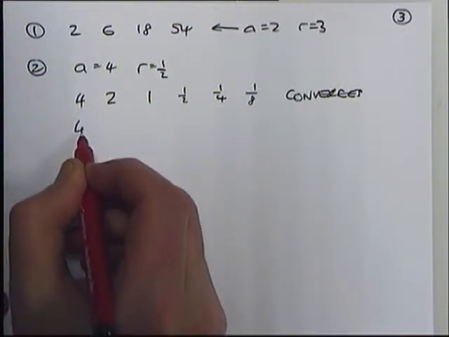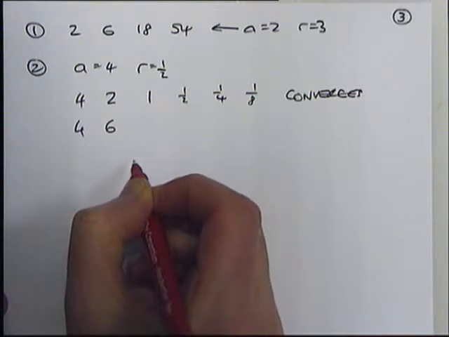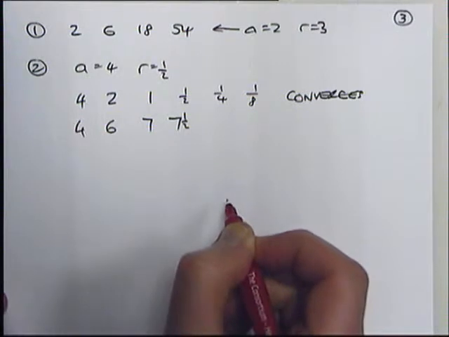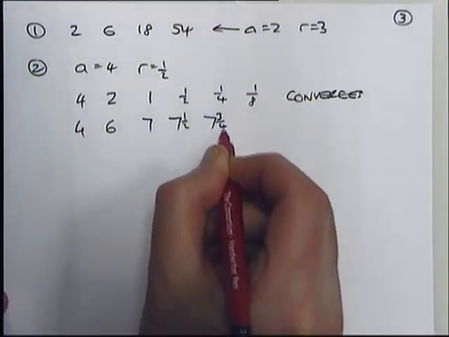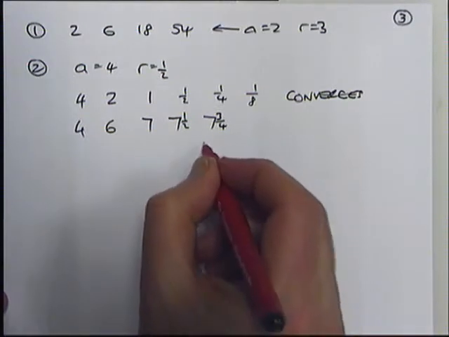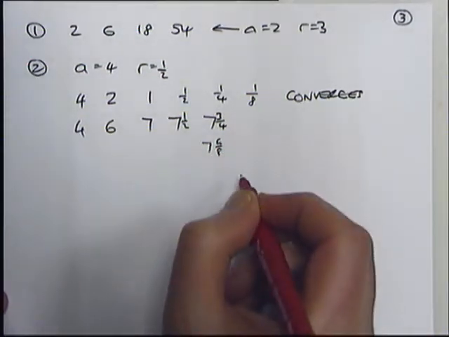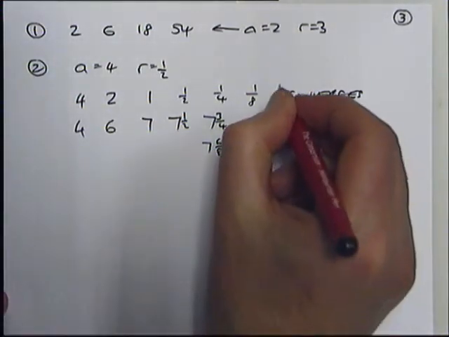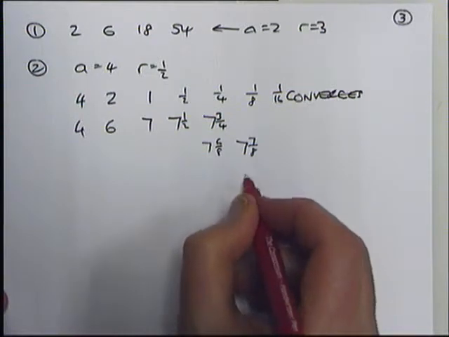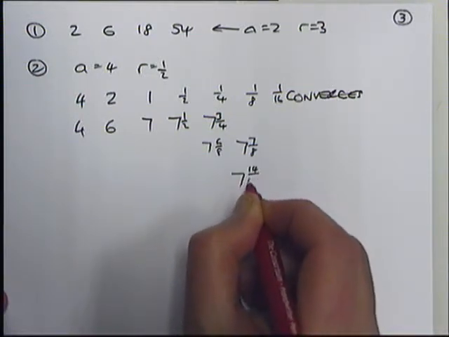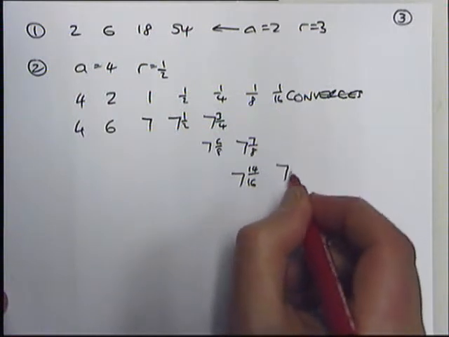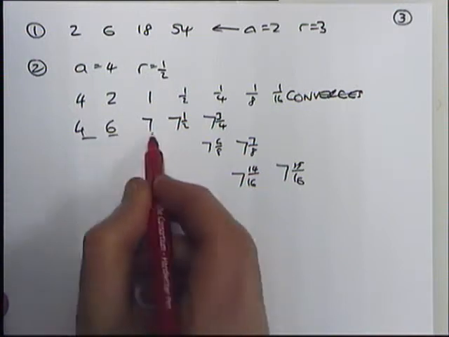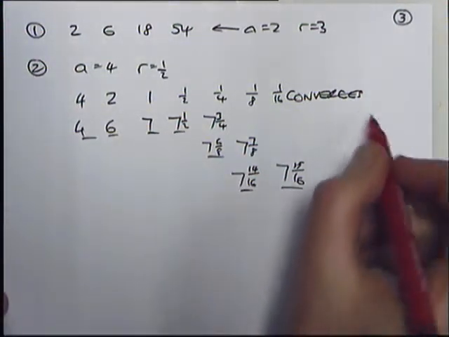We've got 4 as a total so far. Add on 2, we get 6. Add on 1, we get 7. Add on a half, we get 7 and a half. Add on a quarter, we get 7 3/4. That's the same as 7 6/8. Add an eighth on, I'll get 7 7/8. If I added the next one on, which would be 1/16, well, 7 7/8 is the same as 7 14/16. Another 16th would take me to 7 15/16. And this totals here, all of these numbers here, our totals, are converging.